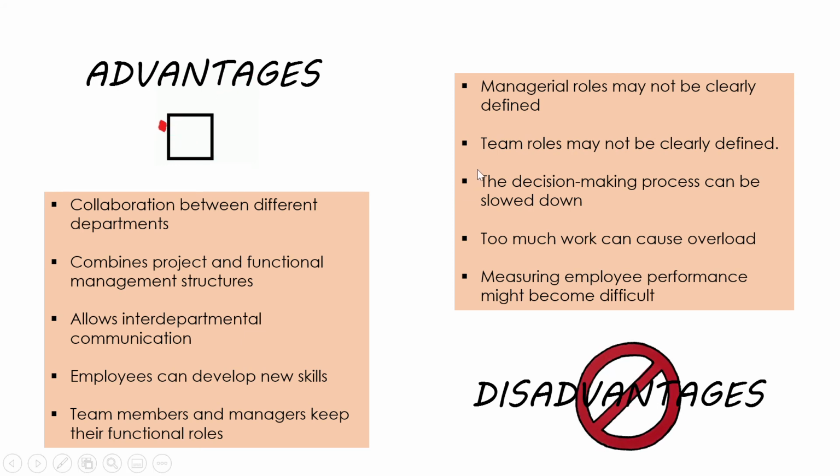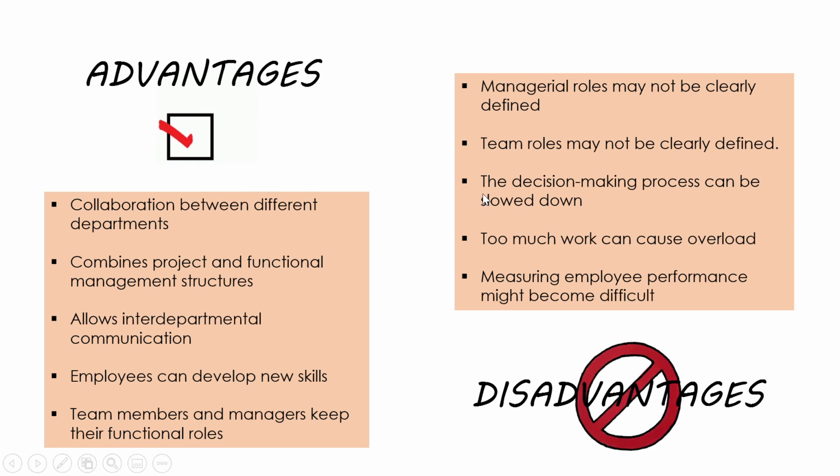Secondly, team roles may not be clearly defined. This is where the team members might not fully understand what their roles are. It is either there are some miscommunication in understanding their roles, or the explanation about their roles were not detailed enough, since they have to hold responsibilities between their functional roles and project roles.